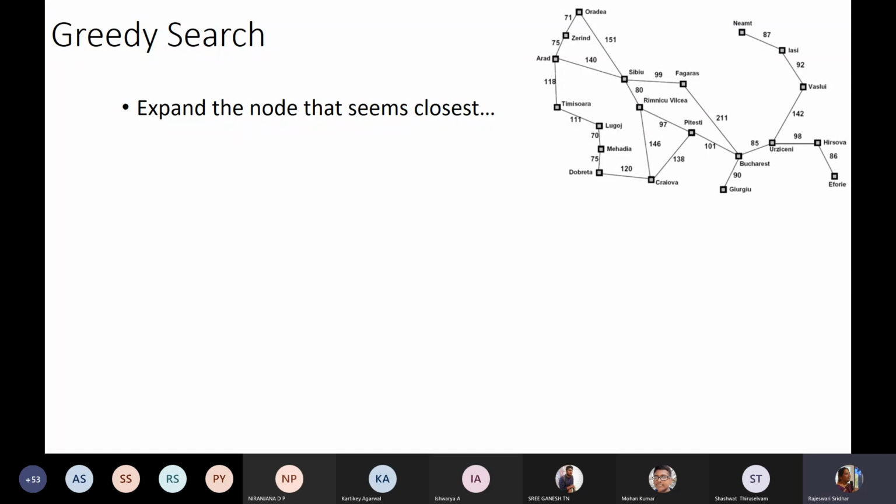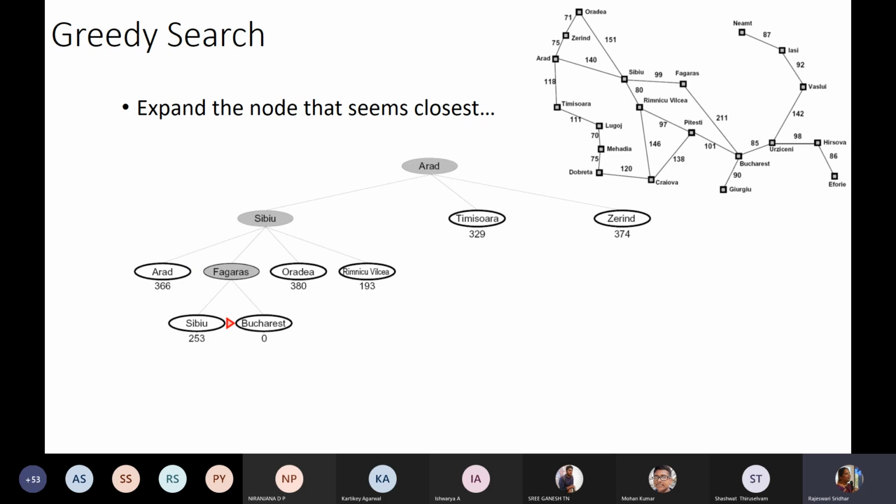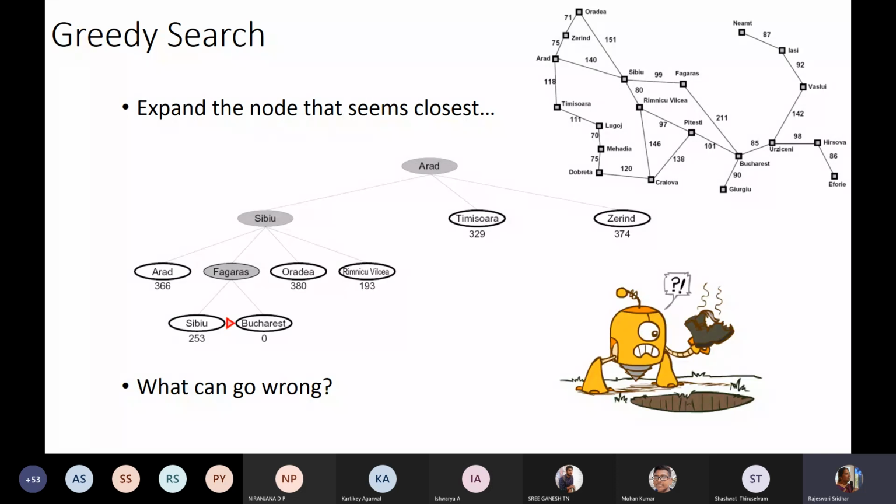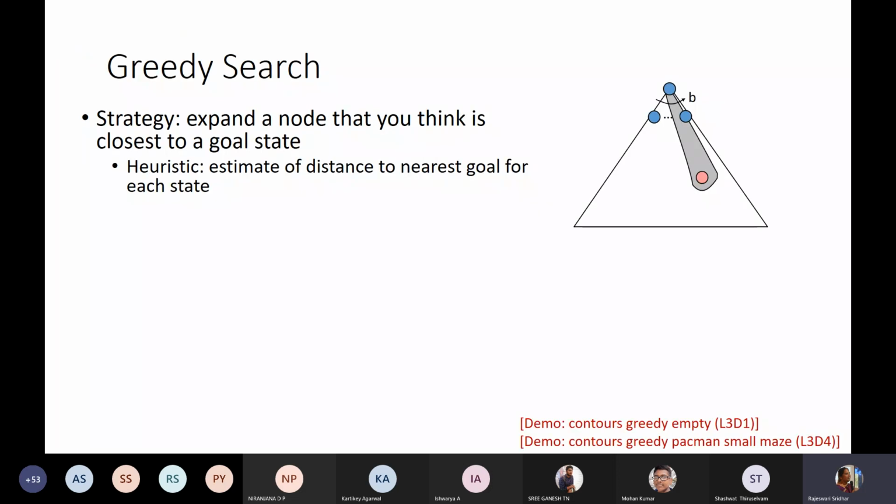So this is what we said, expand the node that seems closest. We looked at the straight line distance as the metric to expand the node. So what can go wrong here? You might have to expand all nodes, or if your goal is not known, your time complexity will be order of b power m. That is going to be the problem.